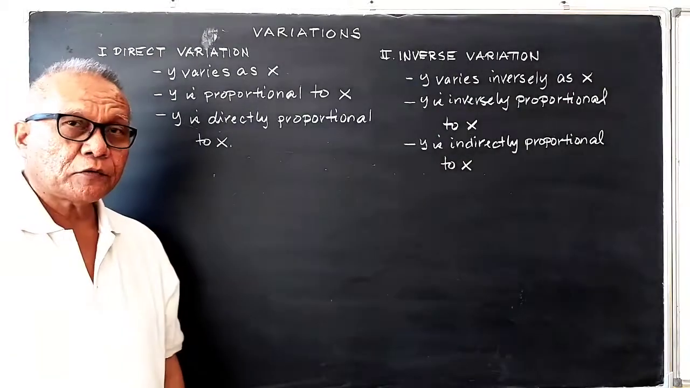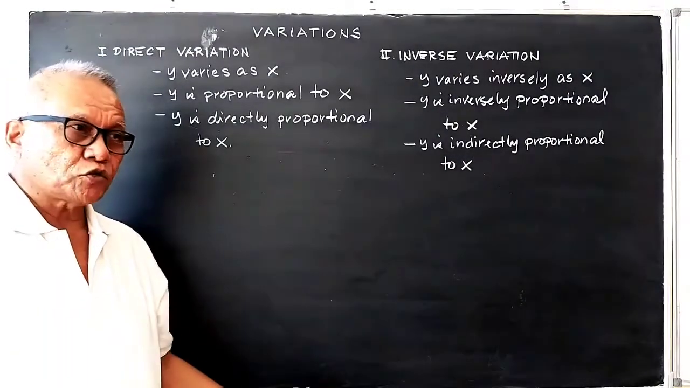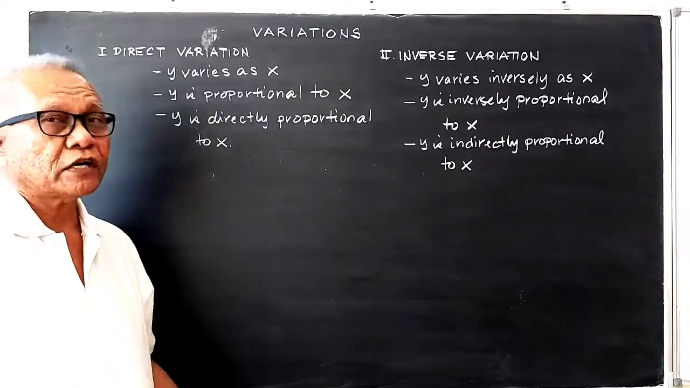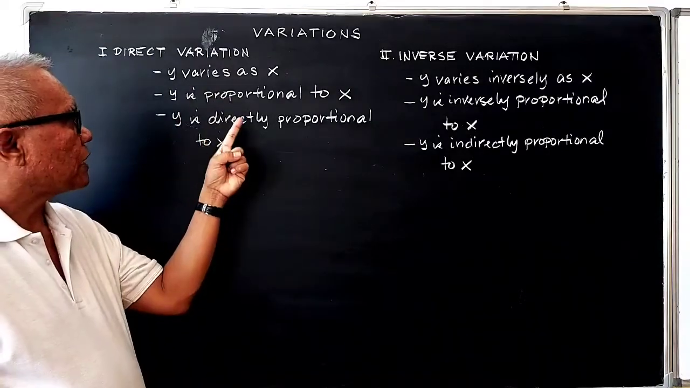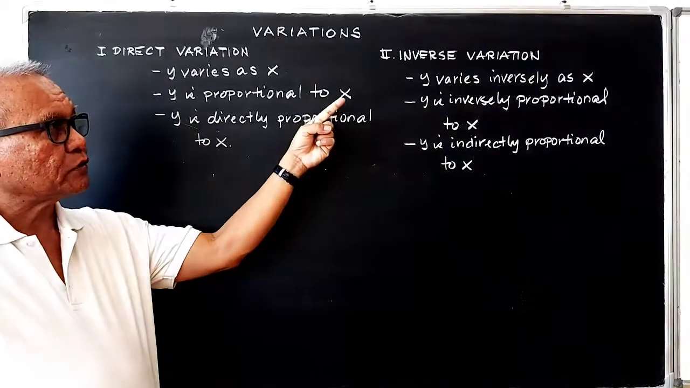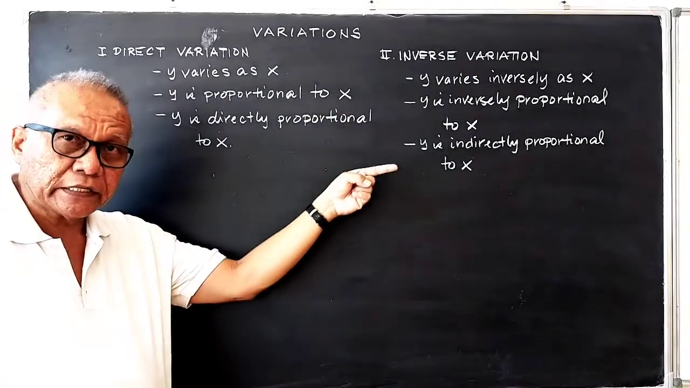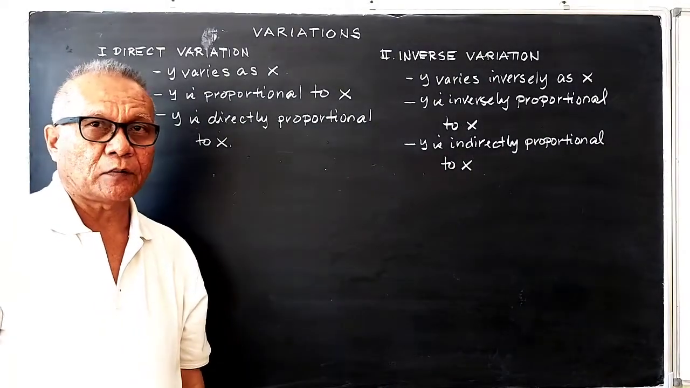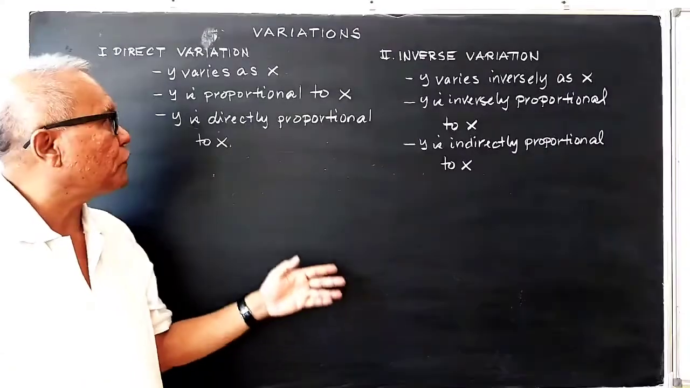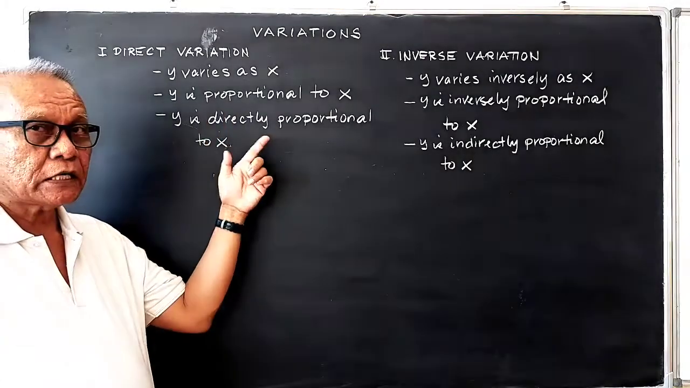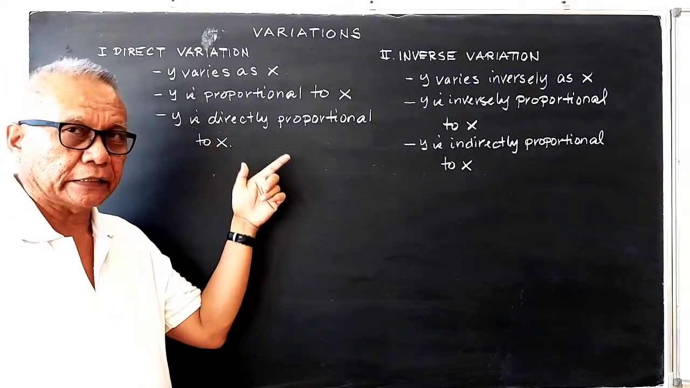To identify whether that is a ratio and proportion or variation, you will see varies, proportional, directly proportional, or inversely proportional, varies inversely in variation problems. So you will know if it is a variation problem if you will see them: proportional, inversely, directly.